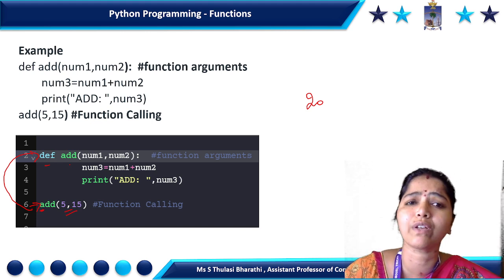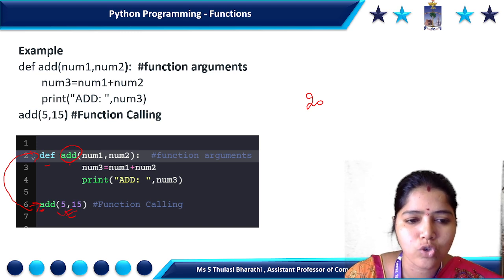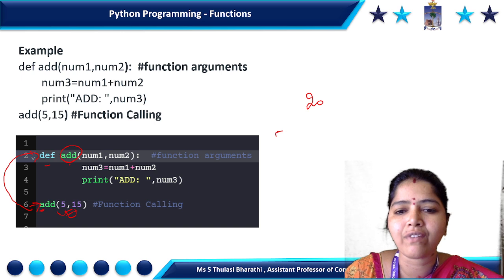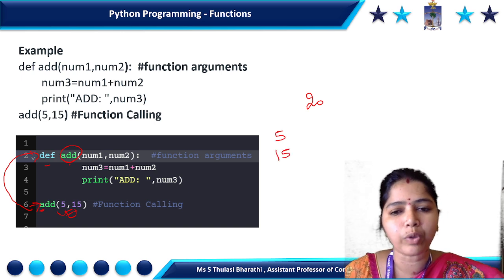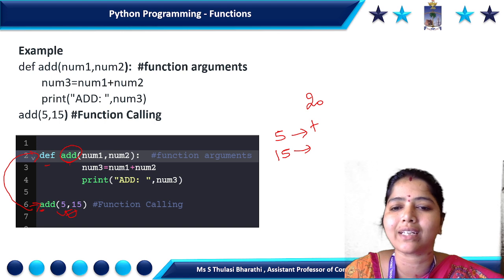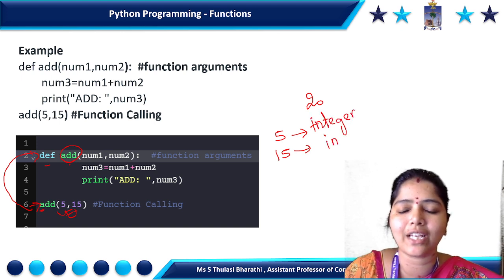So for the function name, it is located with add, and then it comes inside. It has 2 values passed inside that function add. One is 5, another one is 15. Looking at that, we can say these 2 are integers. It's an integer data type.